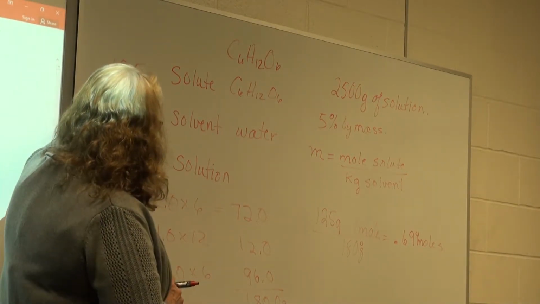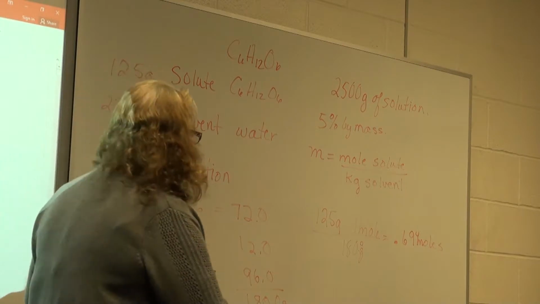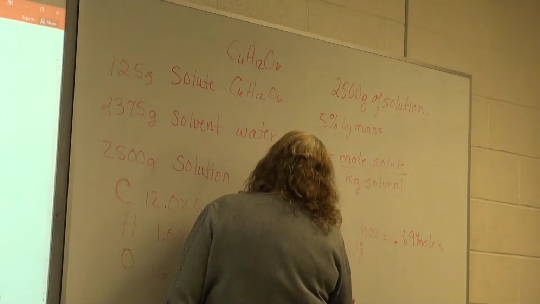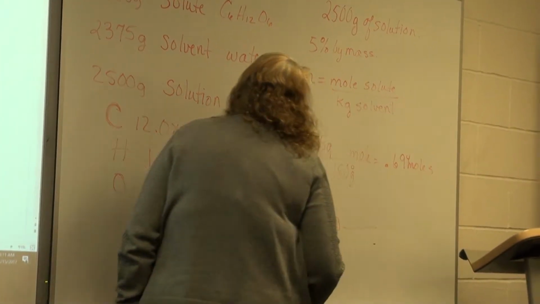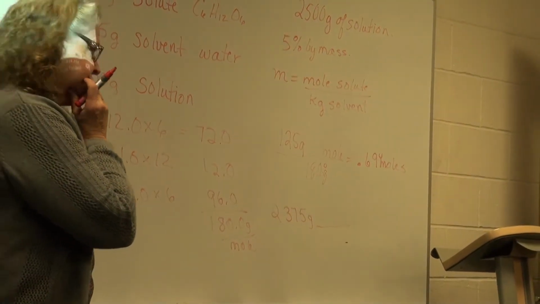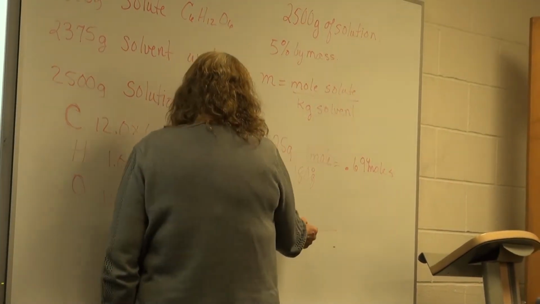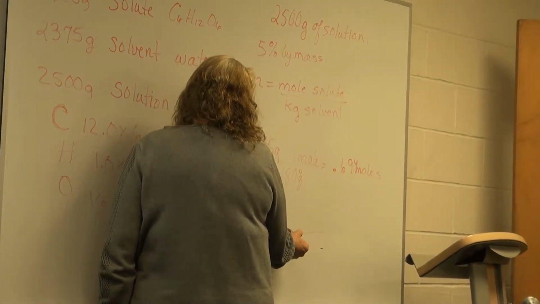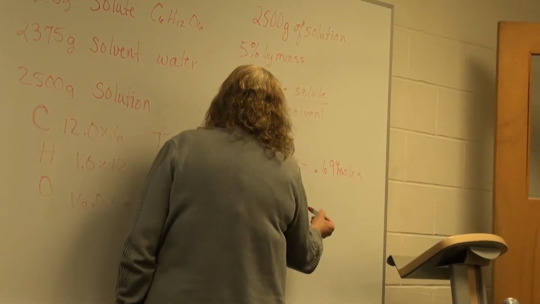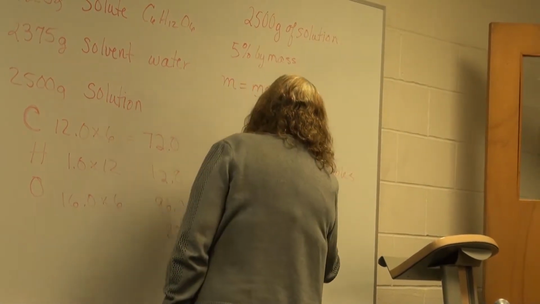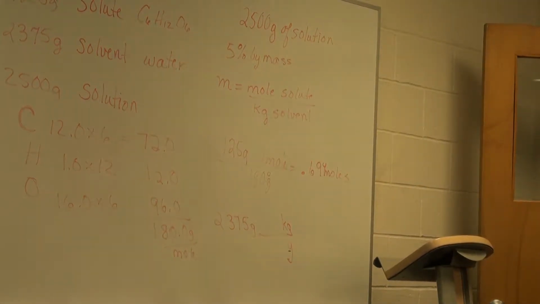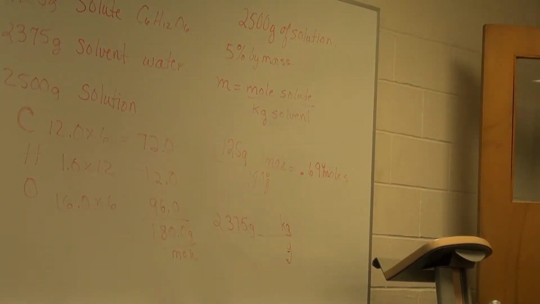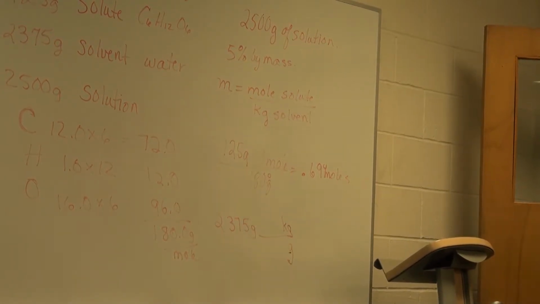Now, here's my solvent, 2,375 grams. How do I change grams to kilograms? I got it. So where are the grams going? Top or the bottom? Where are the kilograms going? All right. So now where's the 1,000 go? With the grams or with the kilograms? Kilograms. 1 kilogram is 1,000 grams, yeah.